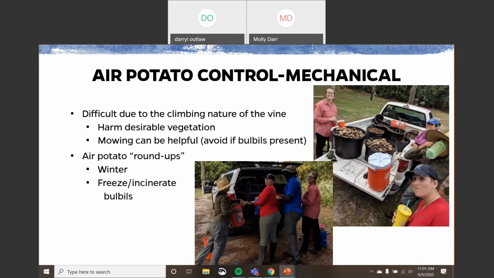The vines are also senesced back in the winter, and so it's easier to find these bulbils on the ground at that point. If you do one of these, I cannot stress enough how important it is to either incinerate the bulbils or to freeze them. You can freeze them for 24 hours and they won't sprout, because I've double bagged these things. These things, they will sprout and they will come out of that plastic bag. And so the best way to not spread this, if you do this, is to freeze or incinerate them.